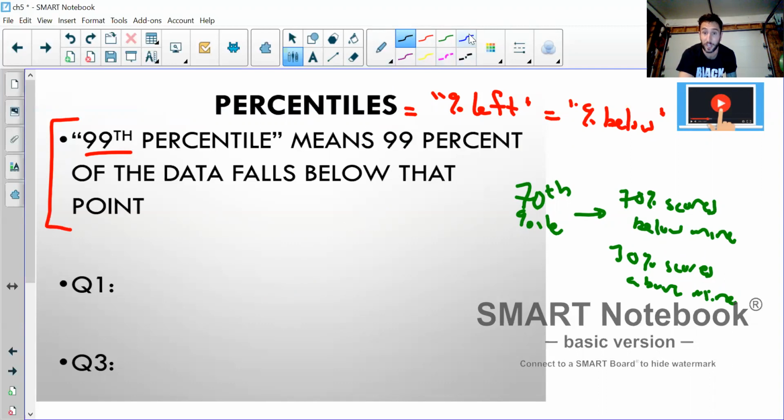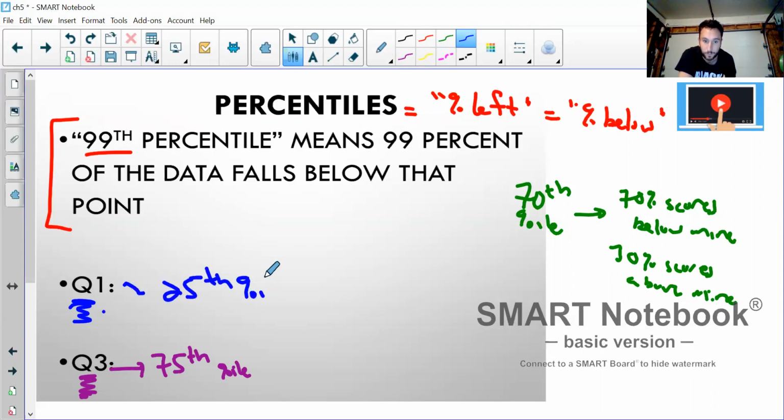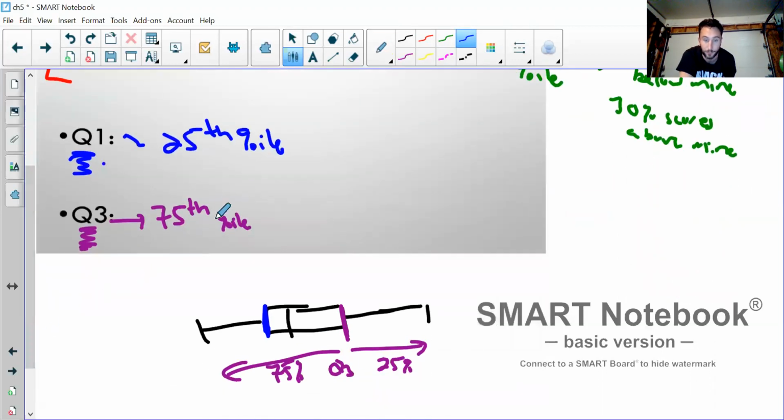Understanding percentiles is going to help us better understand what the quartiles represent in a box plot, and in a few minutes, the IQR. So Q1 and Q3, these are percentiles. As I'm pretty sure you'd guess, one quarter, three quarters. Q3 represents the 75th percentile for a data set, and Q1, the lower quartile, represents the 25th percentile. So when we look at a box plot, the quartiles are showing us percentiles.